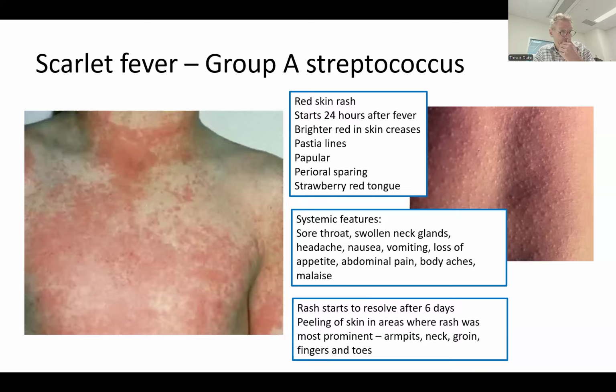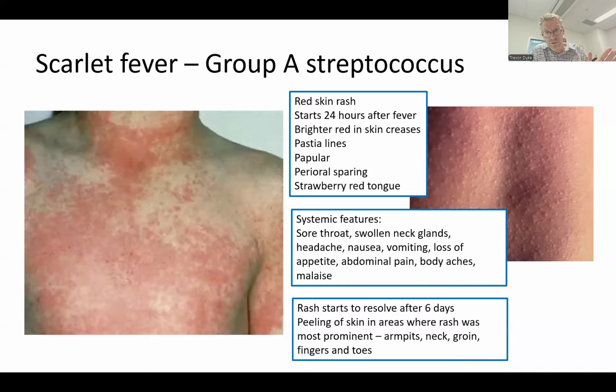There's normal coloured skin around the mouth. The rash doesn't occur around there. Many of these children have systemic features, sometimes not too much. They just have a rash and a fever, but sometimes they have a sore throat or swollen glands in their neck if they've got a streptococcal infection in the throat. And sometimes they have other systemic features, headache and nausea, abdominal pain, generalized aches and pains.